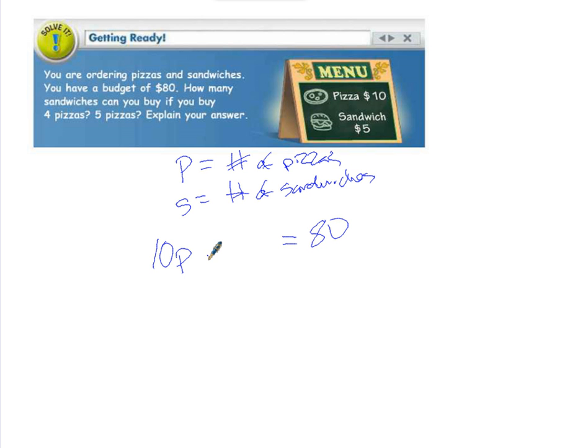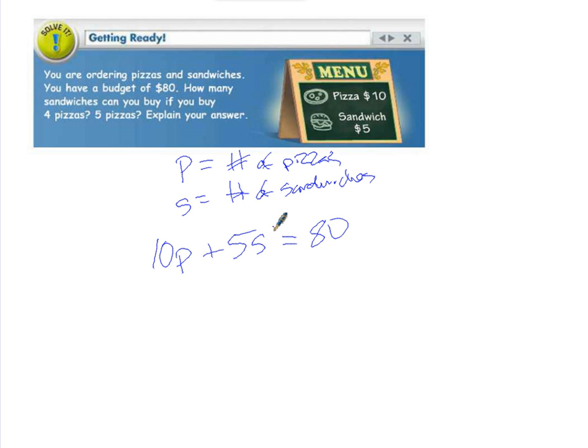I'm going to have some sort of cost here, right? I have a number of pizzas times the amount that it costs me. That's a dollar amount sitting there. I'm going to add to that, what? 5S, because each sandwich costs $5, right? So I have sandwiches and each one of them costs $5.